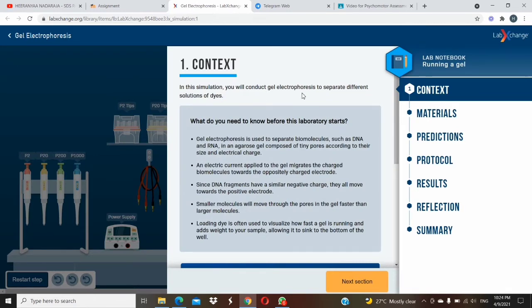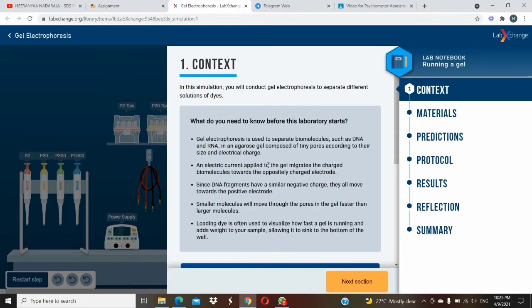We will conduct a gel electrophoresis to separate different solutions of dyes. Here we have 5 important points for us to get to know before this laboratory starts. Gel electrophoresis is usually used to separate biomolecules such as DNA and RNA in the agarose gel with tiny pores according to their size and electrical charges.